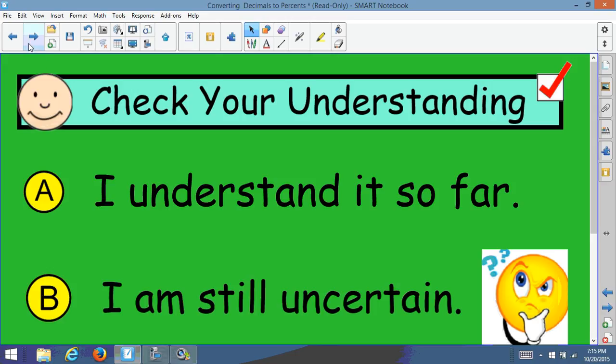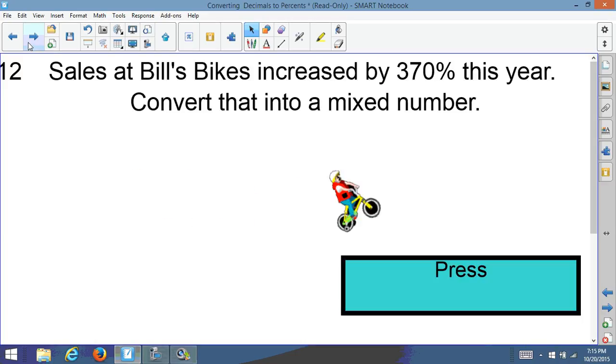So let's look at one more question. Here, sales at Bill's Bikes increased by 370% this year. Convert that to a mixed number. So we're taking this percent, which is 370, and I notice it's over 100% for a change, and we're making a mixed number. A mixed number is a whole number with a fraction with it. So we need to convert that to a mixed number.